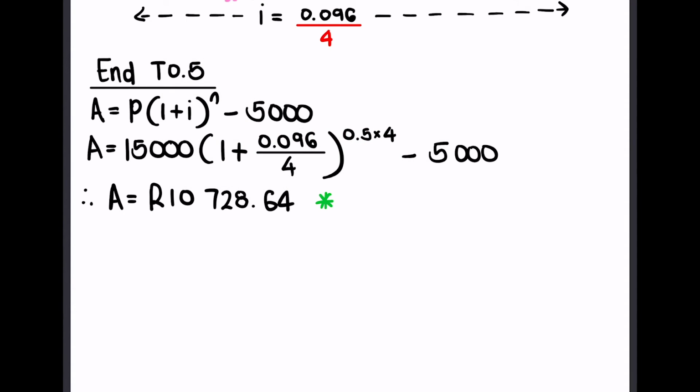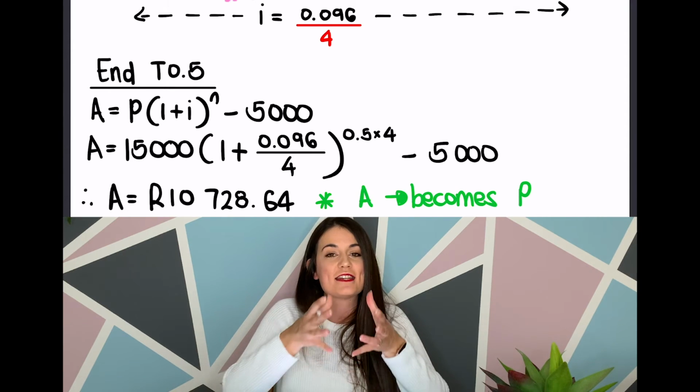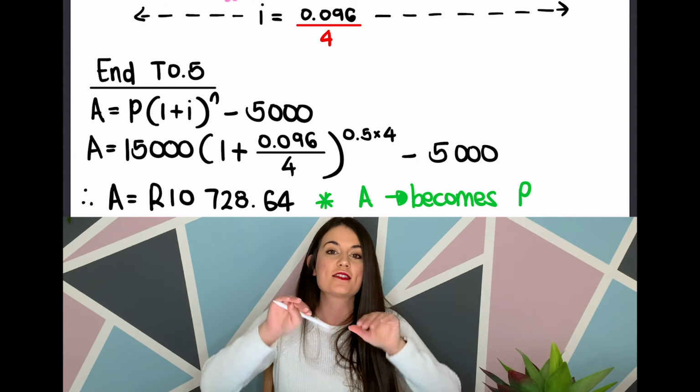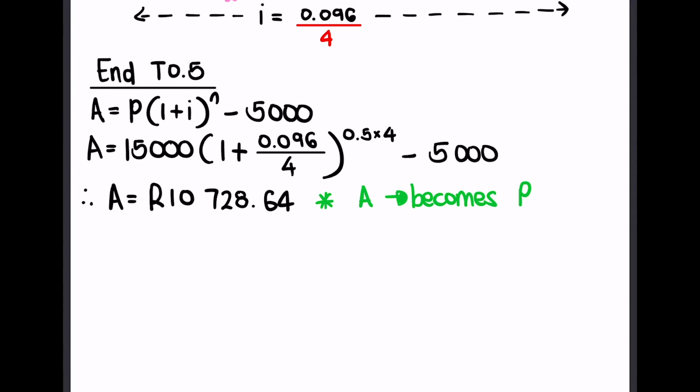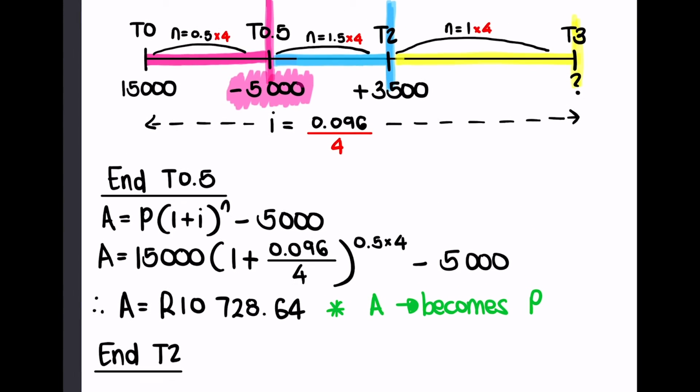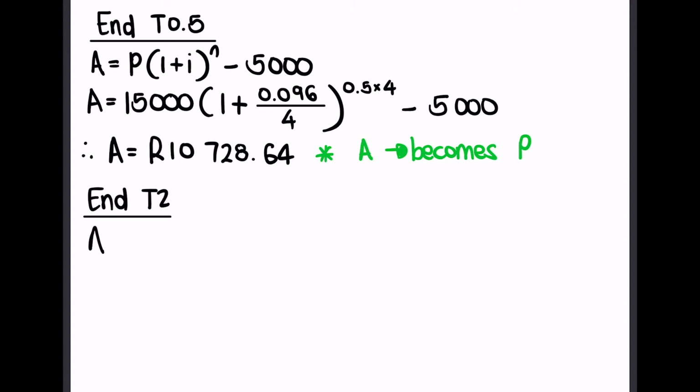Now, this A value becomes my P value. So the amount that's accumulated in this previous step is now my starting point for my next step. So it's my P value. I've just calculated the end of term 0.5. So now I'm going to do the end of my second sum, which is the end of term 2. So the end of term 2, A is equal to P, open brackets, 1 plus I raised to the power of N.